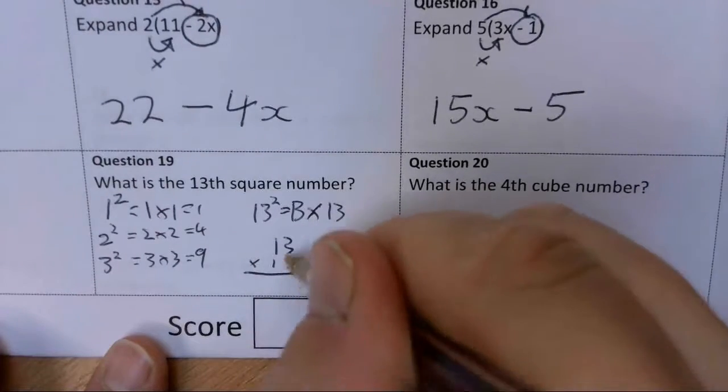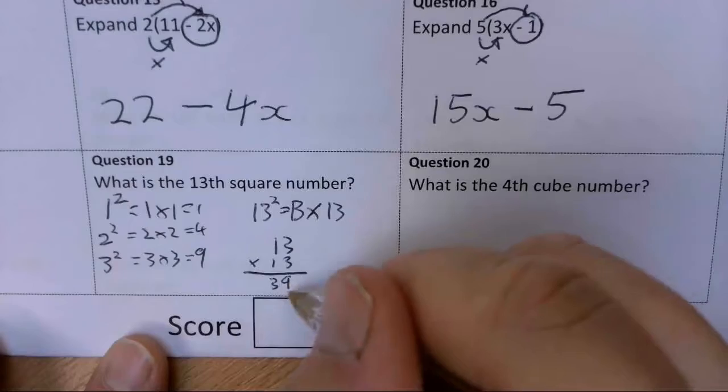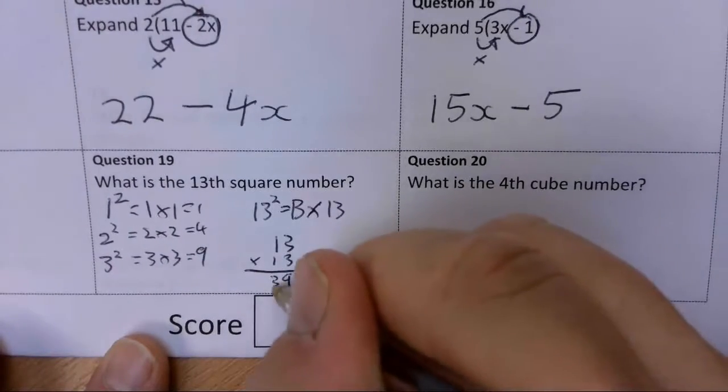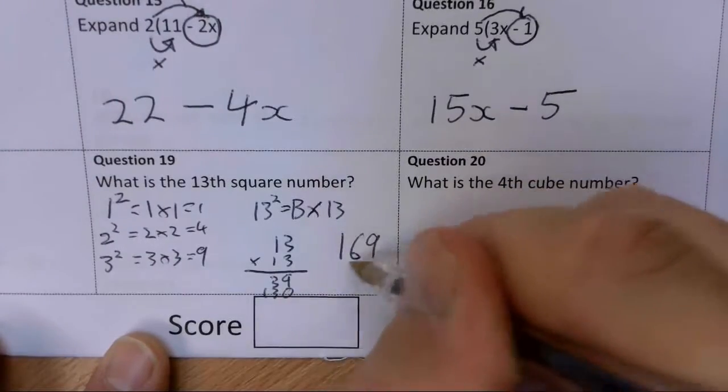13 times 13. 3 times 3 is 9. 3 times 1 is 3. 1 times 3, put the 0. 1 times 3 is 3. 1 times 1 is 1. Add them all up. 169.